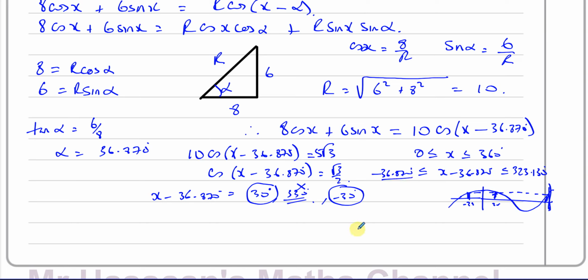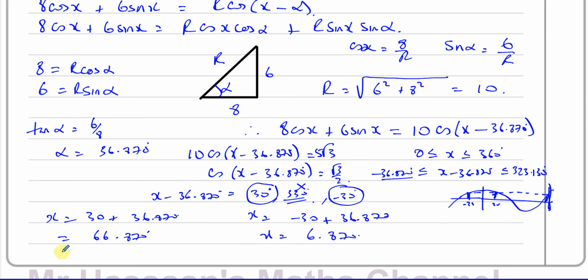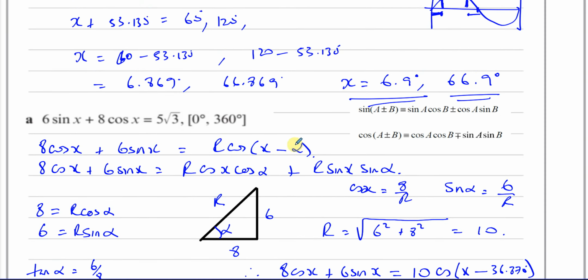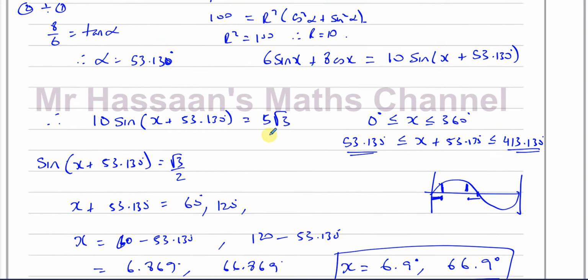So therefore, x is going to be 30 plus 36.870, which gives us 66.870, and x equals minus 30 plus 36.870, which gives us 6.870, and those are exactly the same two answers that we got, 66.9 and 6.9 to one decimal place, as you should give answers to degrees unless otherwise stated. So you can see we got exactly the same two answers, whether we wrote them in this form or we wrote them in this form with sign.